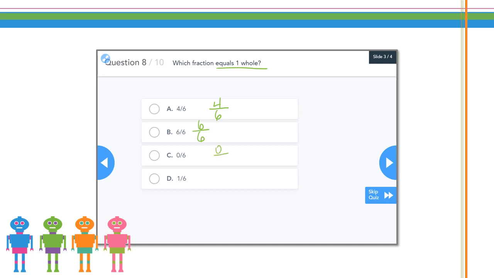If I have 0/6, then I have no parts. And if I have 1/6, then I only have 1 part out of 6. So the only one that shows me 1 whole would be my 6/6. I have all the parts that I need to make 1 whole.